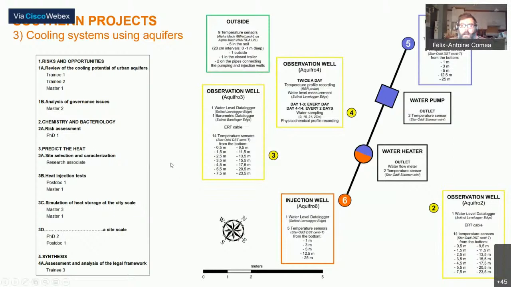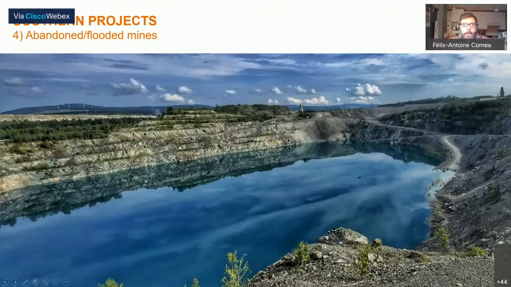Then it's ongoing. We are now working on the analysis of the data. Finally, another big project we are working on is on the closed mines, especially open pits that are like big lakes.